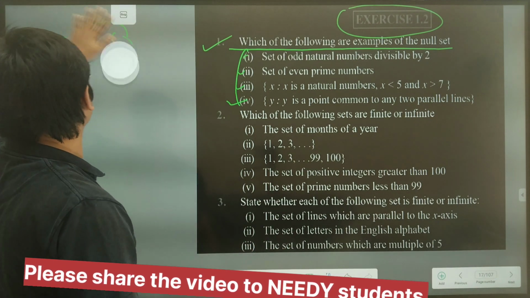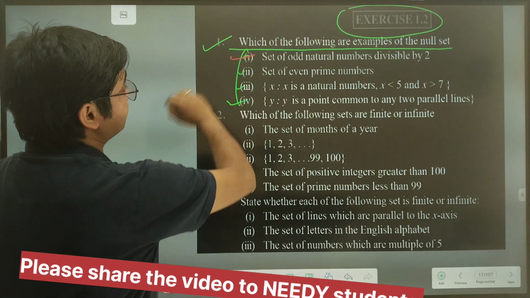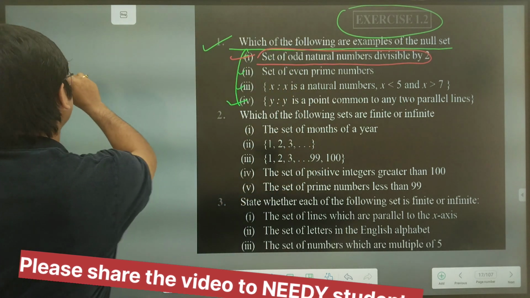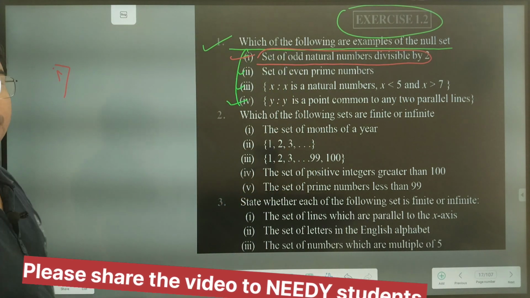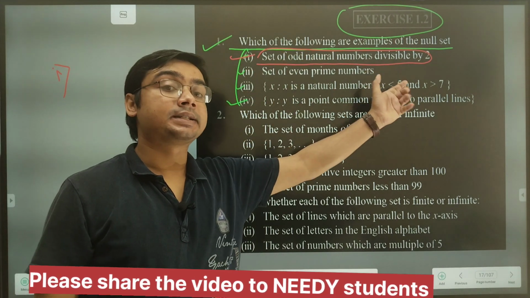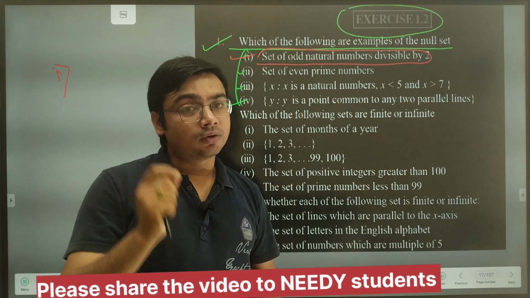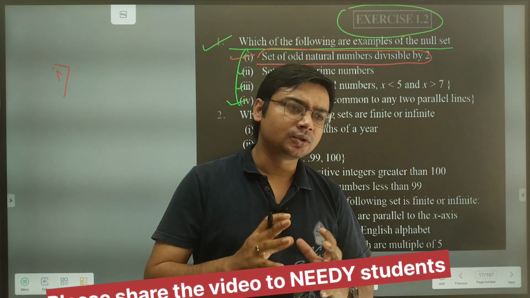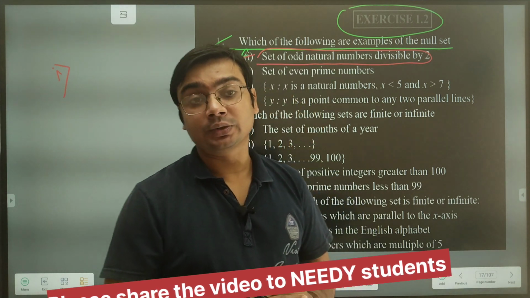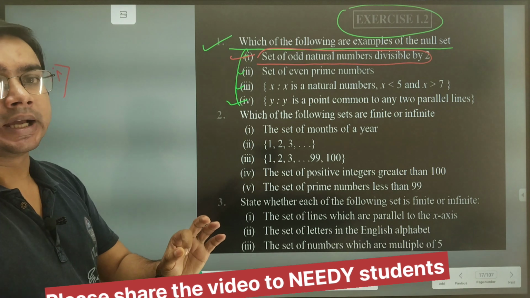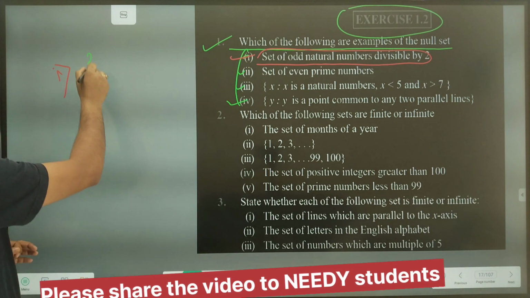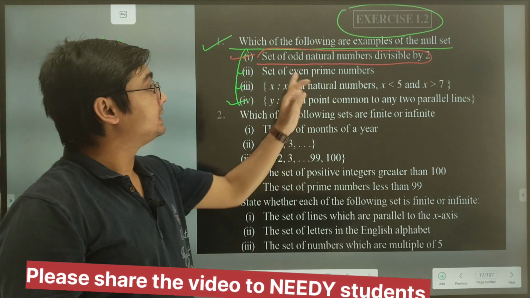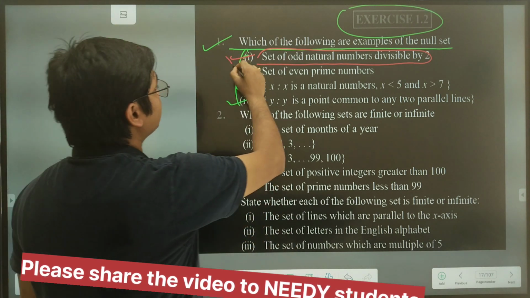Okay, so come to the first set: the set of odd natural numbers divisible by 2. Is this a null set or not? They collect all the odd natural numbers which are divisible by 2. Now the question is, is there any odd number which is divisible by 2? No guys, there is no such odd number which is divisible by 2. That means this collection will not contain any element, so this collection will be empty. That means this is a null set.